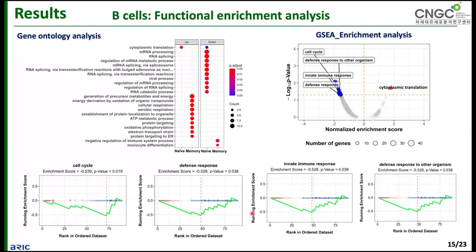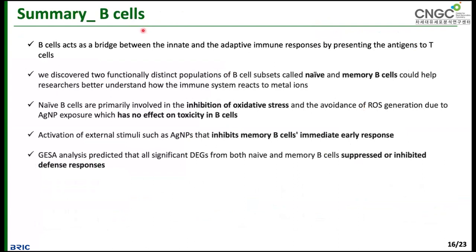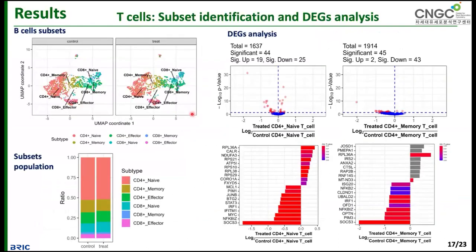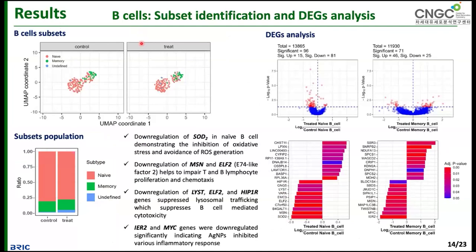So that's why we can clearly confirm that silver nanomaterial is not toxic to the B cell too. And this is the summary of what I have explained. After that we can go for the T cell. So in figure 1, let me show you again.